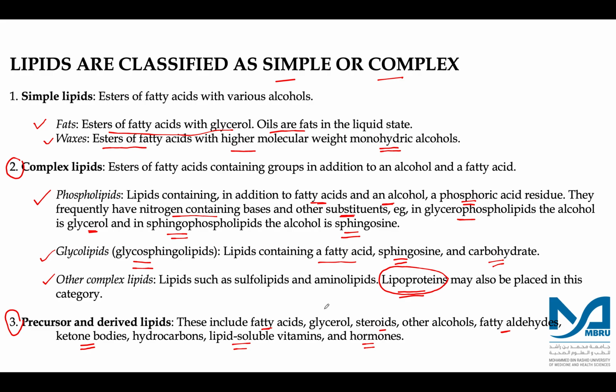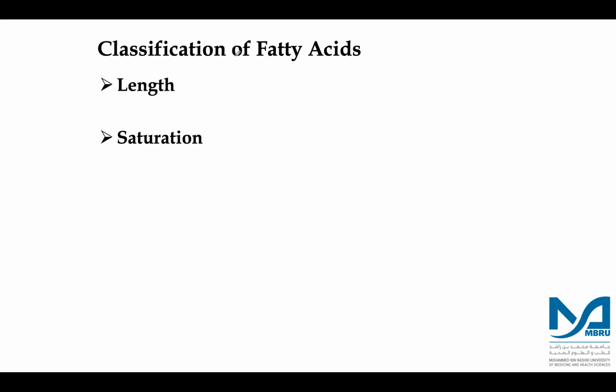So we move on and we look at further classification of lipids, but we will be focusing mostly on the classification of fatty acids. Now, fatty acids can be classified according to length. That means the number of carbon atoms that are present in the fatty acid, and based on the degree of saturation that is present in the fatty acid. So let's first start with classification of fatty acids according to length, or the number of carbon atoms present in the fatty acids.